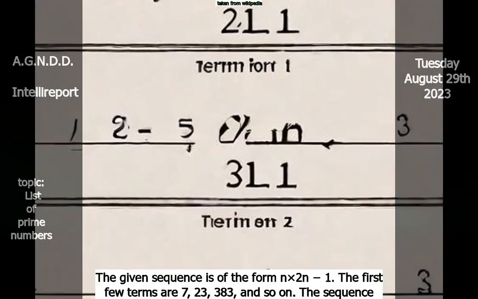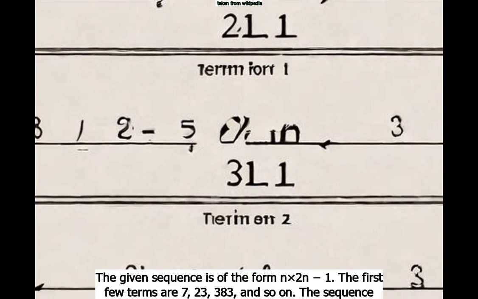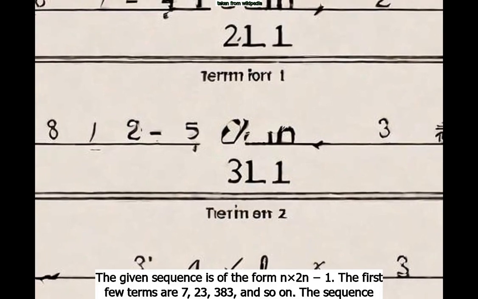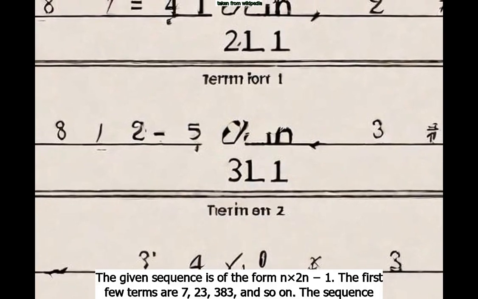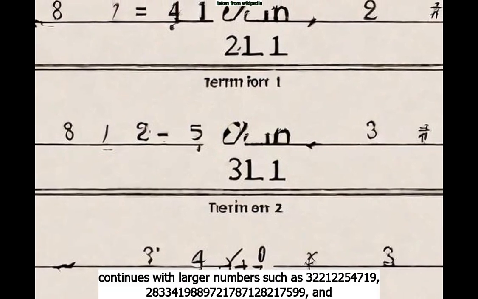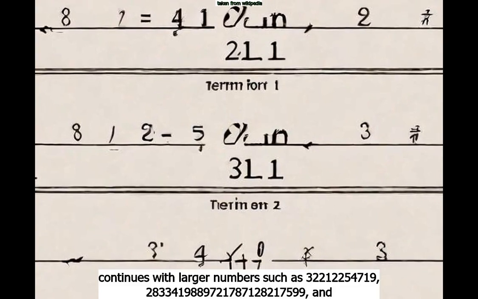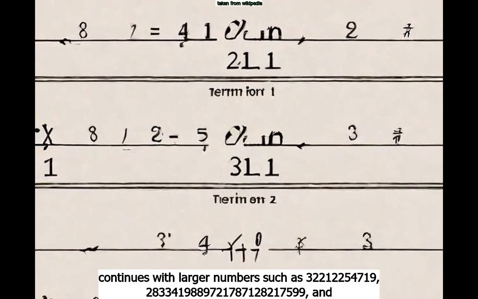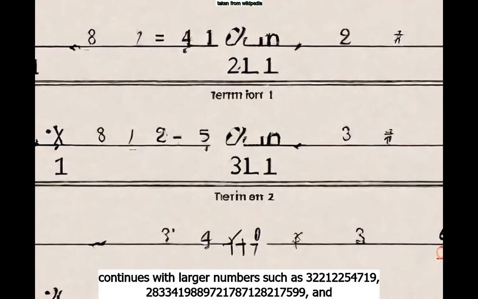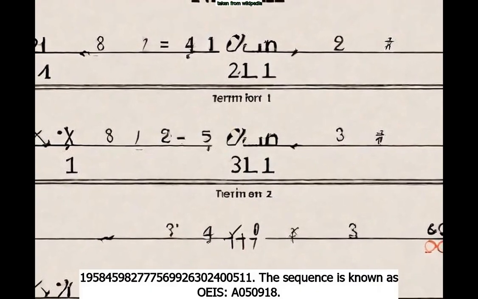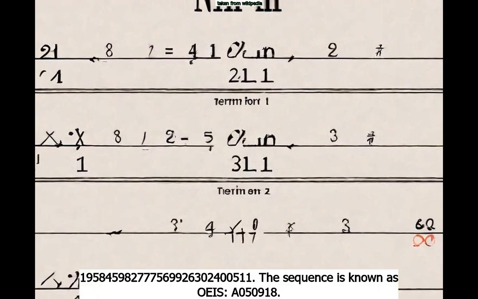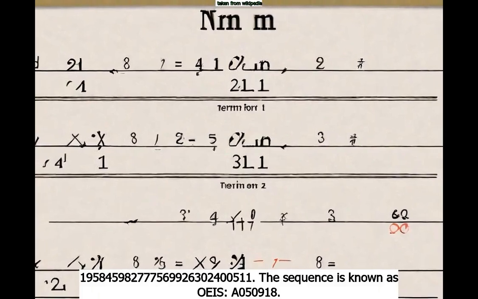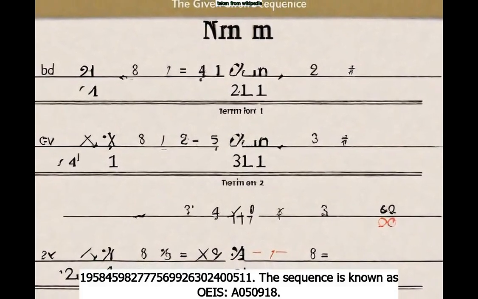The given sequence is of the form n times 2 to the power of n minus 1, minus 1. The first few terms are 7, 23, 383, and so on. The sequence continues with larger numbers such as 32,212,254,719, 2,833,419,889,721,787,128,217,599, and 1,958,459,827,775,699,263,024,511. The sequence is known as OEIS A050918.